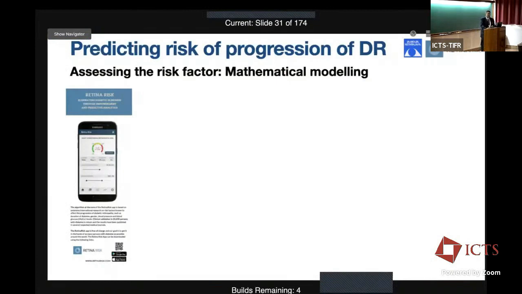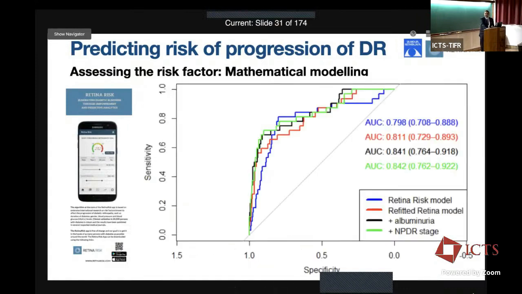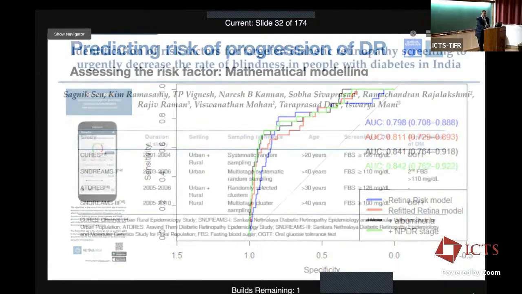This was one of the works which we had done with a group in Iceland. We tried assessing the risk of diabetic retinopathy by creating a mathematical model based on the various risk factors, and it gives reasonably good accuracy. So this can be one approach: we do a pre-screening risk factor assessment, find out if that person has a risk of DR, and based on that recommend whether he needs an annual or a biannual screening.